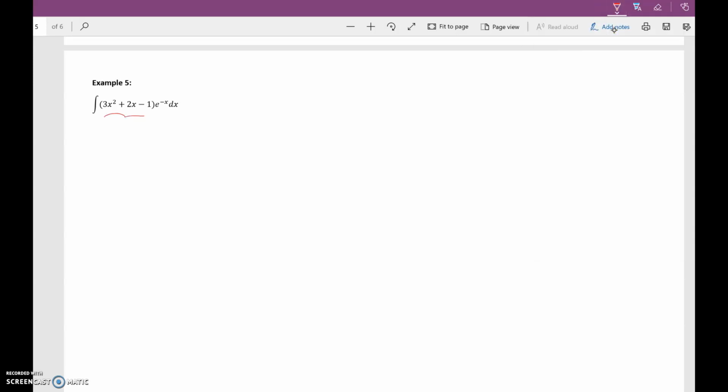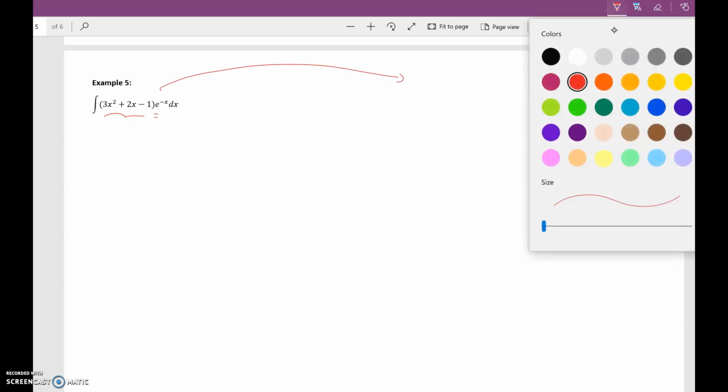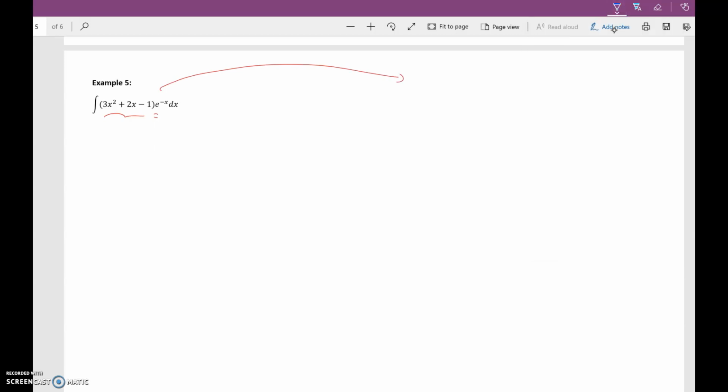Similar to the previous problems, it's composed of a multiplication of functions, and technically one function is going to differentiate to 0. The other one we're going to be able to integrate, not a problem. So in this case, we're looking at 3x squared plus 2x minus 1, and then e to the negative x.